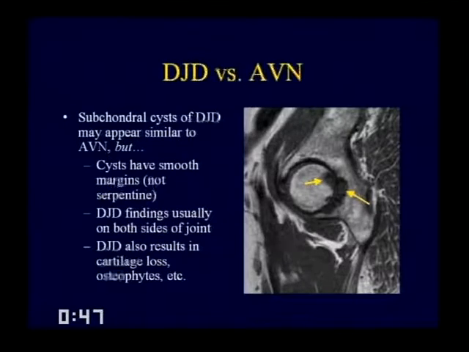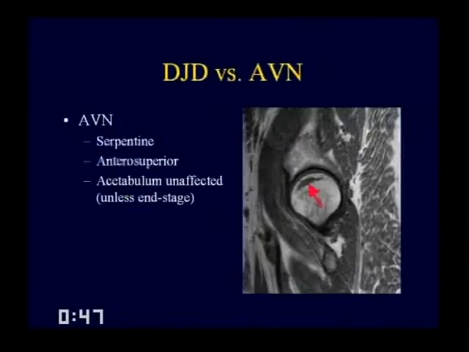They're usually on both sides of the joint, and the DJD, of course, is going to result in cartilage loss and osteophytes. AVN tends to be more serpentine or linear or curvilinear. It's usually anterosuperior in location when it starts, and the acetabulum is going to be unaffected unless it's end-stage disease, in which case you have both AVN and DJD.